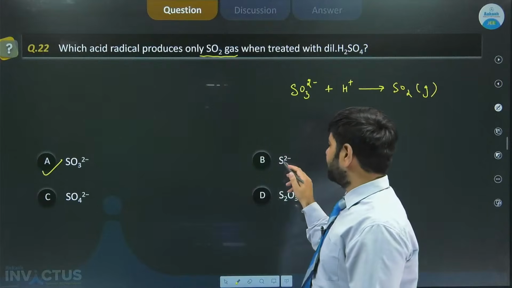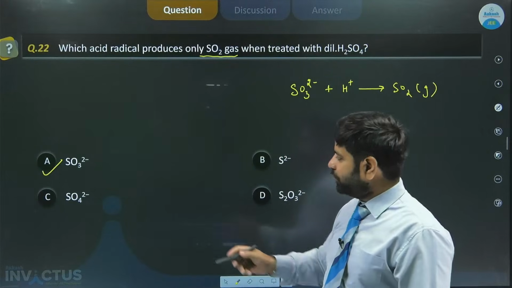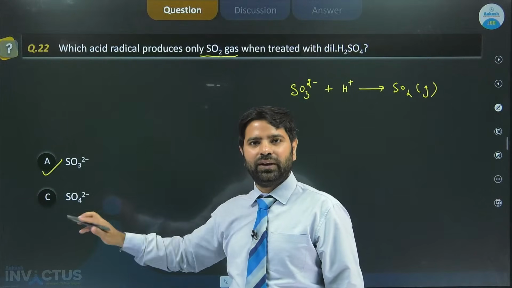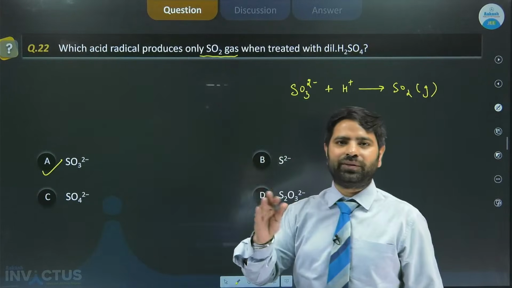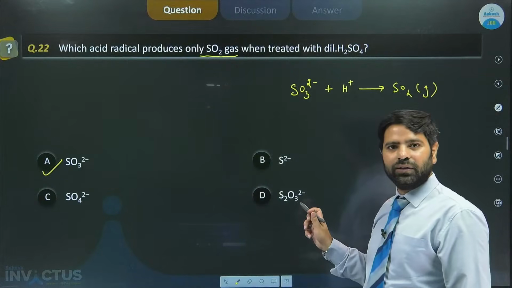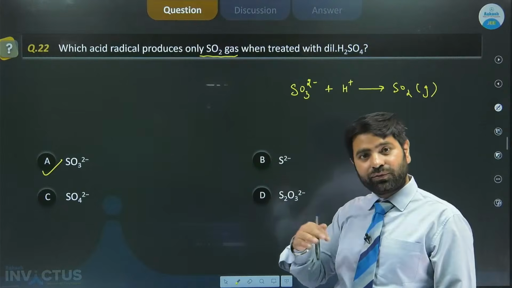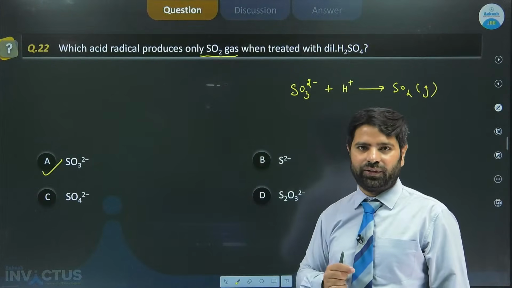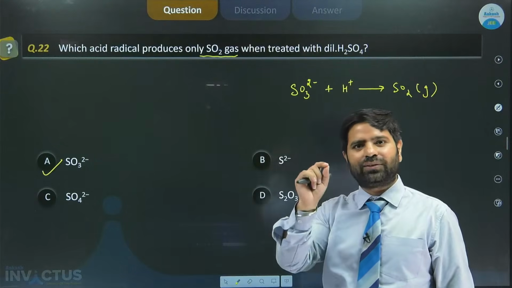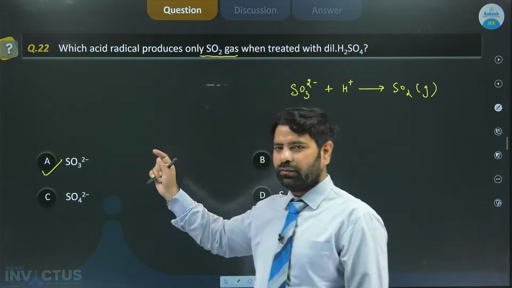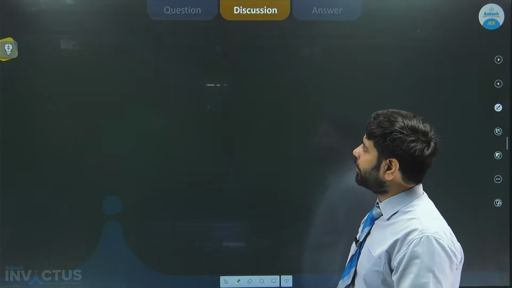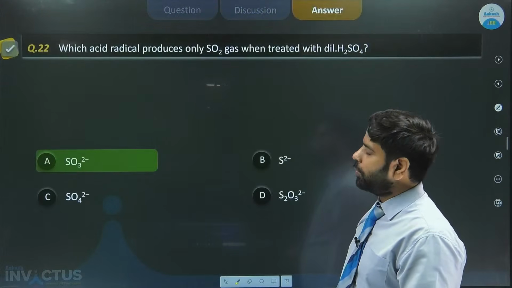Single correct. S2 minus gives H2S. SO4 2 minus does not produce any gas; it is confirmed on the basis of the precipitation reaction. And S2O3 2 minus gives SO2 gas along with sulfur. The question is asking about only SO2 gas, which is produced only by the sulfite ion. Let's check the answer to this question. Option A is given.